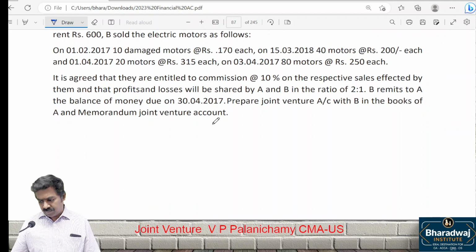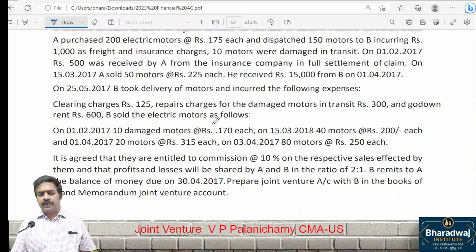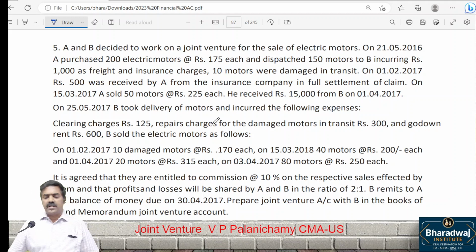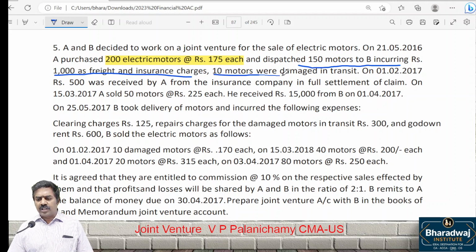Page number 86. Look at question number 5. A and B decided to work on a joint venture for sale of electric motors. On 21/5/2016, A purchased 200 electric motors at 175 each, but dispatched only 150 motors to B, incurring 1000 as freight and insurance charges. 10 motors were damaged in transit. On 1/2/2017, rupees 500 was received by A from the insurance company, in full settlement of the claim.